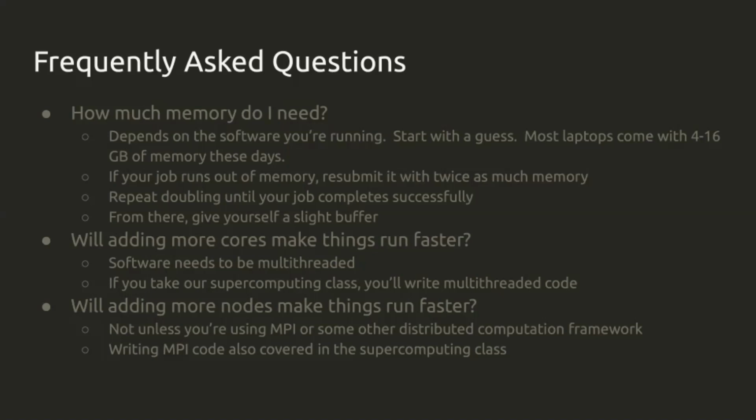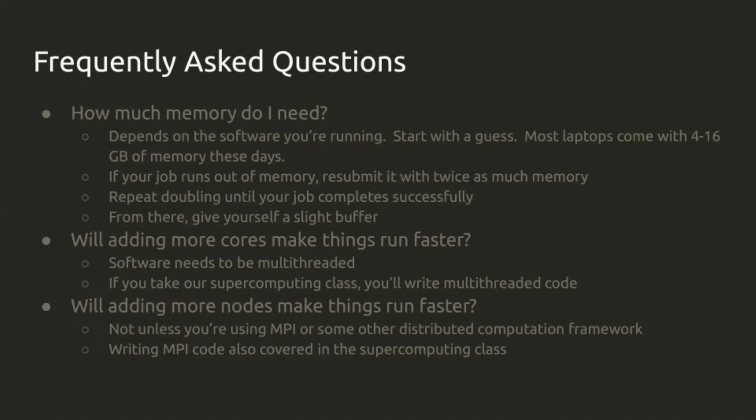Another question we get asked a lot is, will adding more cores to my job make things run faster? This is a good question because in theory, yes, adding more cores to your job can make things run faster. The trick is that the software needs to be implemented in a way where it can take advantage of those cores. In particular, your software needs to be multi-threaded. A little plug for our supercomputing class. If you end up taking that, you'll actually write some multi-threaded code and get a real deep dive into how that all works beyond what we can do in a short seminar lecture here.